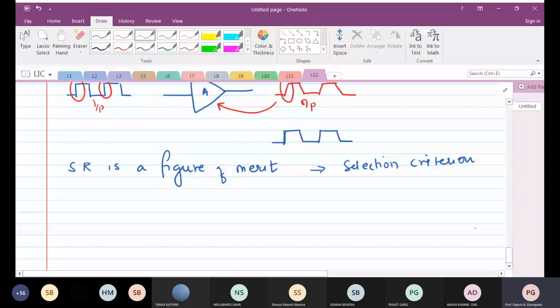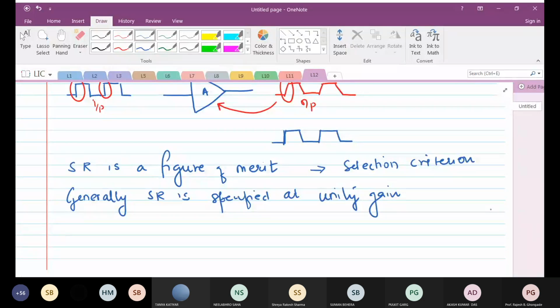So whenever you see an operational amplifier, it will have its own slew rate by design. Generally, slew rate is specified at unity gain by the manufacturer. Okay with this, guys? Are you okay with this? Yes, sir. All right. We'll see more about slew rate because slew rate is going to be a very important criteria. So we are going to see more about that in more detail.